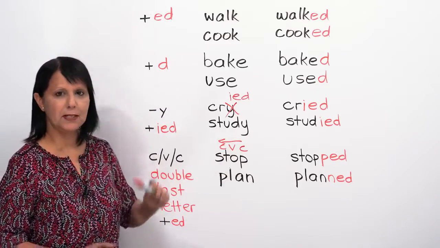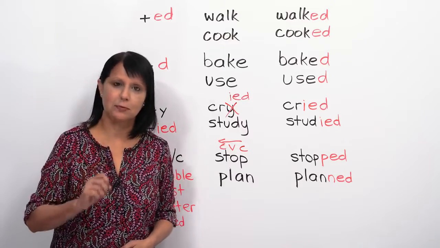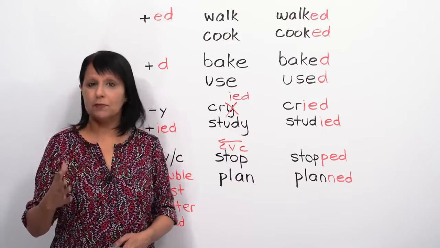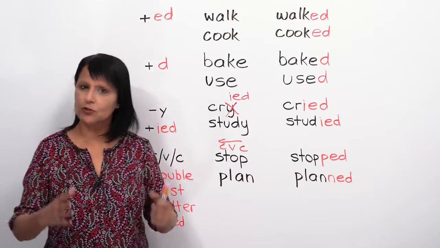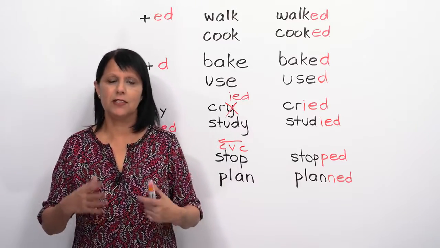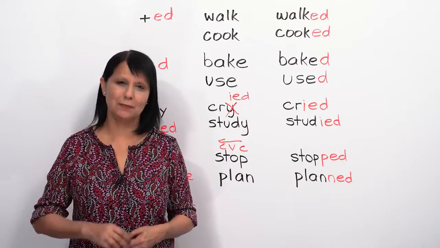So these are some of the basic ways in which you need to make spelling changes in the past simple tense. But the best way for you to learn it is with these rules, but also by just observing and paying attention every time you're reading English. Pay attention to the spelling so that you can master it.